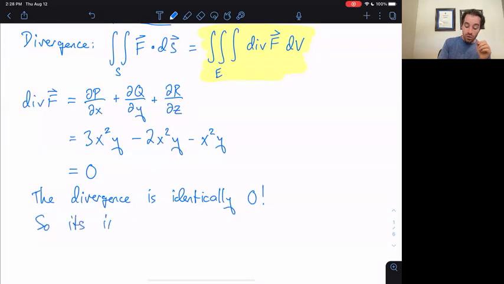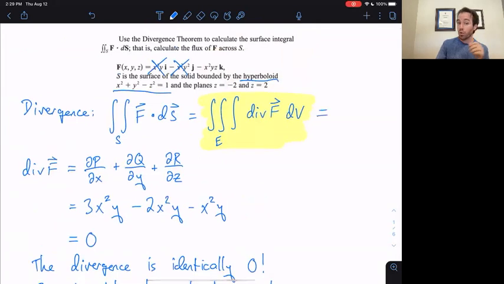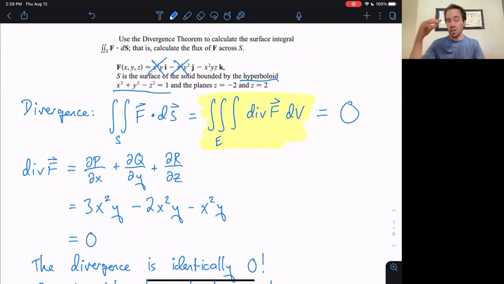So yeah, its integral must be 0. So in this case, the divergence and therefore the original surface integral must be 0, which is way, way easier than going through the big muck of calculating that surface integral. We'll do some more tough ones, getting a little bit tougher and then a lot harder in the next couple of videos.